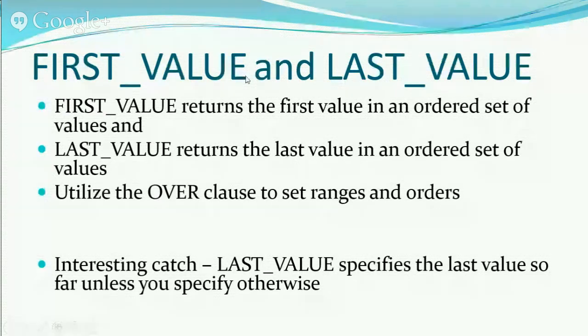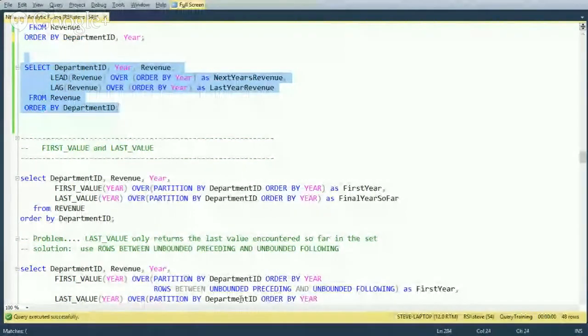So here we've got the first value and last value, which are new things that have been introduced as well. And you use the over clause to set ranges. The interesting thing is that last value specifies the last value so far, unless you specify otherwise. So when you're looking at a partition, I would have guessed that last value meant the very last thing in that partition, but not true. It's, as it's aggregating through each row, the last value you've encountered so far. And we'll take a look at how to change that.